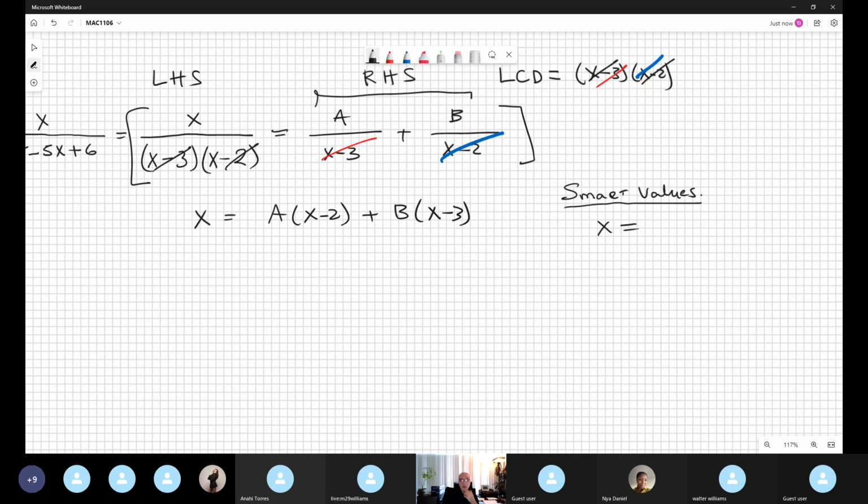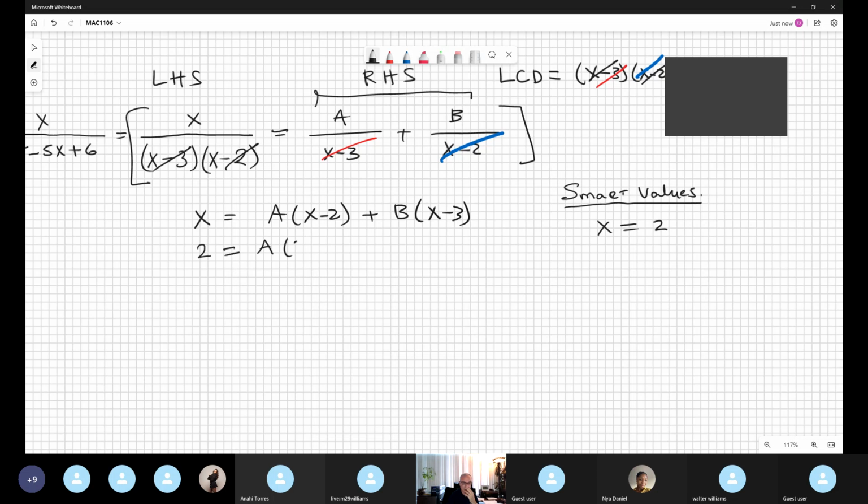Positive 2. Very well. Exactly. Plug it in. You replace x with 2. So 2 is equal to a times 2 minus 2, plus b times 2 minus 3.